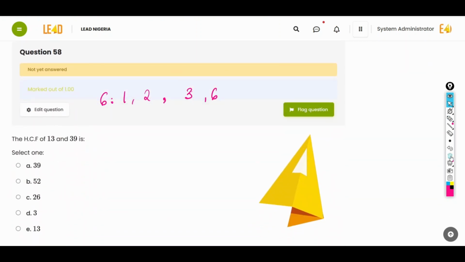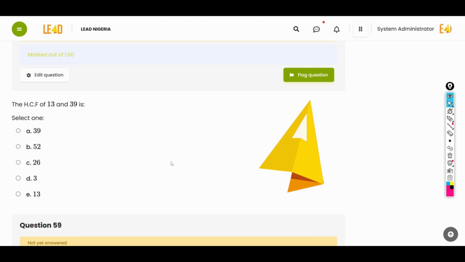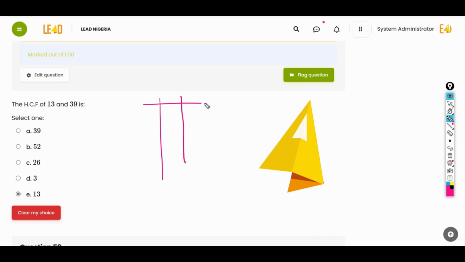58. The HCF of 13 and 39 is 13. All right, it's 13. If you set it up, we can only divide by what can divide everything. So if I have 13 and 39, 13 can divide both of them. So I have 1 and 3, and there's nothing else that can divide. So the HCF is just 13.